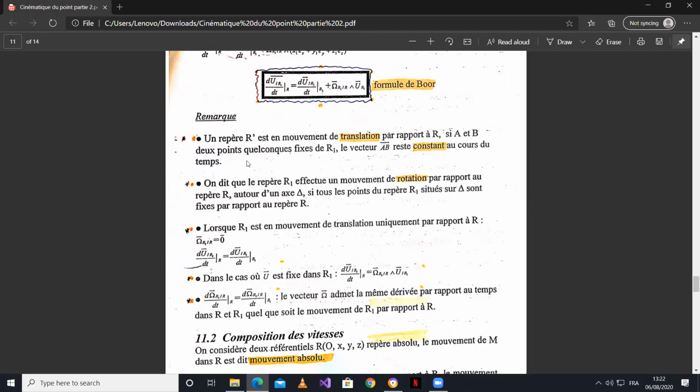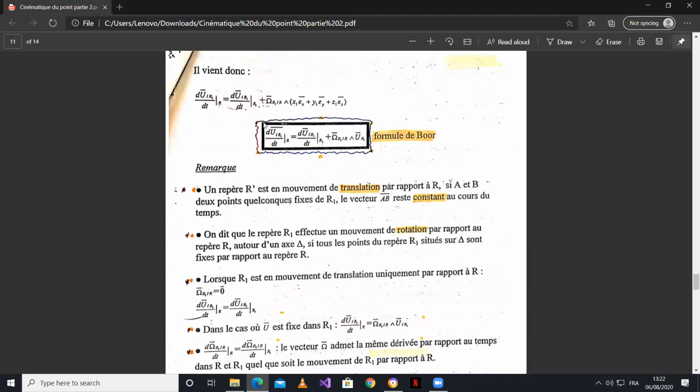So take a look at this formula, formula de Bohr. Understand it very well. Keep it in your mind. Look at it. I hope you guys are looking at it.